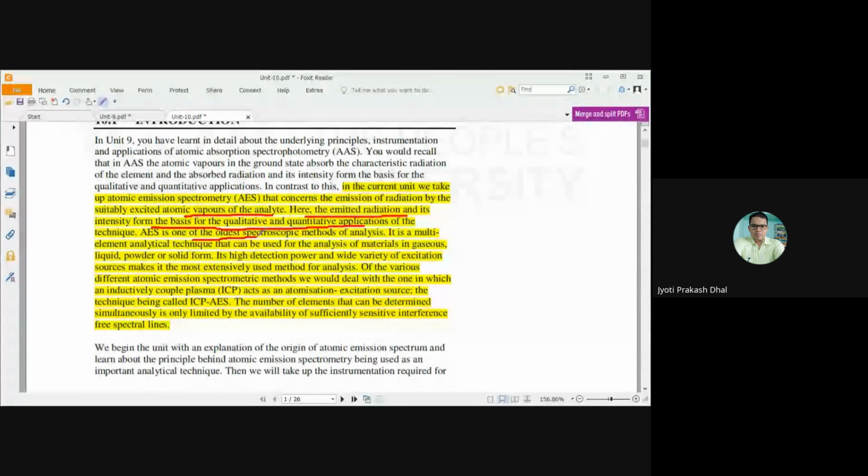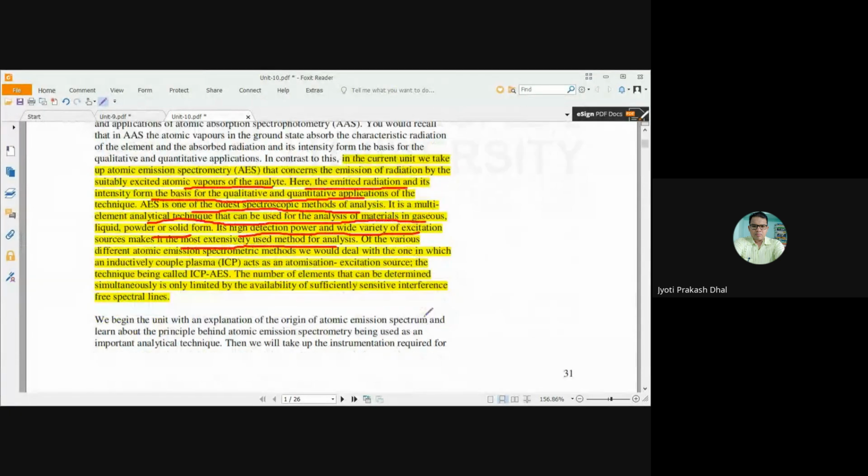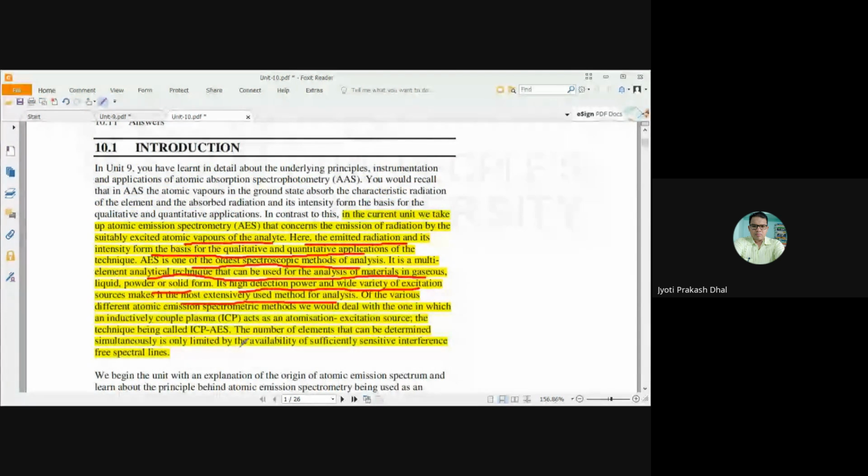AES is one of the oldest spectrometric methods for analysis. It is a multi-element analytical technique that can be used for the analysis of materials in gaseous, liquid, powder, or solid form. Its high detection power and wide variety of excitation sources make it the most extensively used method among the various atomic emission spectrometric methods. We will deal with one of them, inductively coupled plasma atomic emission spectrometry, called ICP-AES.